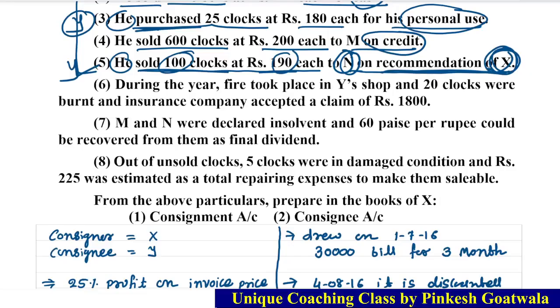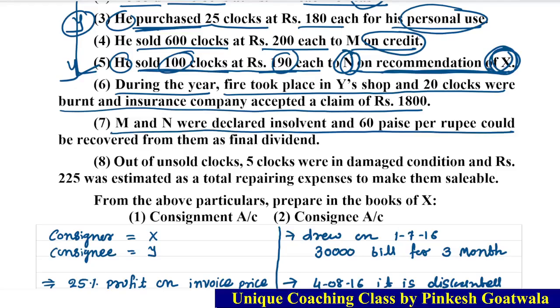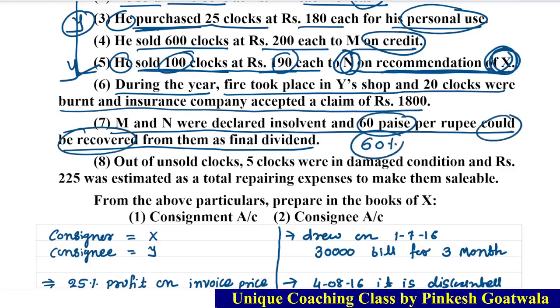During the year, fire took place in Y shop and 20 clocks were burned. Insurance company accepted a claim of 1800. In the last two sums we saw this type of point, the abnormal loss, but in this sum there are some minor twist points. Okay, M and N were declared insolvent and 60 paisa per rupee could be recovered from them as a final dividend. We have solved this point in a previous video. Okay, only 60 paisa means 60% covered. So the remaining 40% was bad debt.